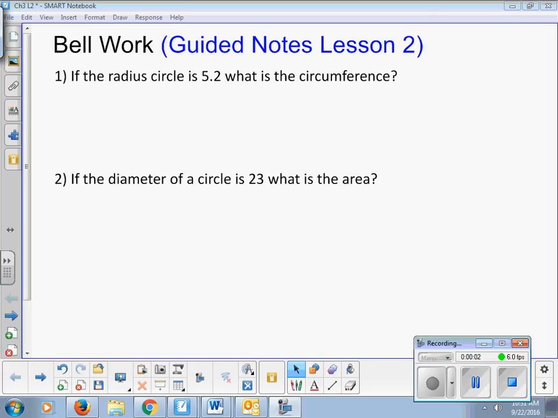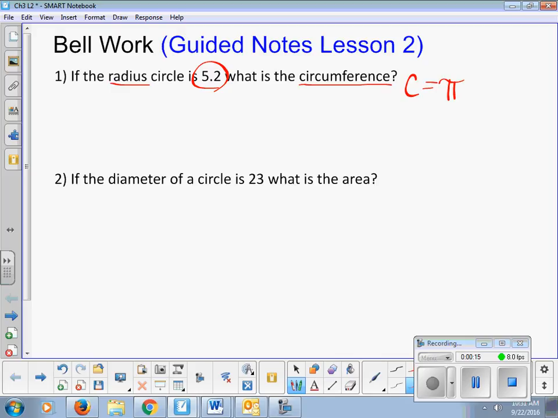Today's bell work, we're in Guided Notes Lesson 2. If the radius of a circle is 5.2, what is the circumference? What's our formula for circumference of a circle? Cherry pie is delicious, or C equals pi times diameter.